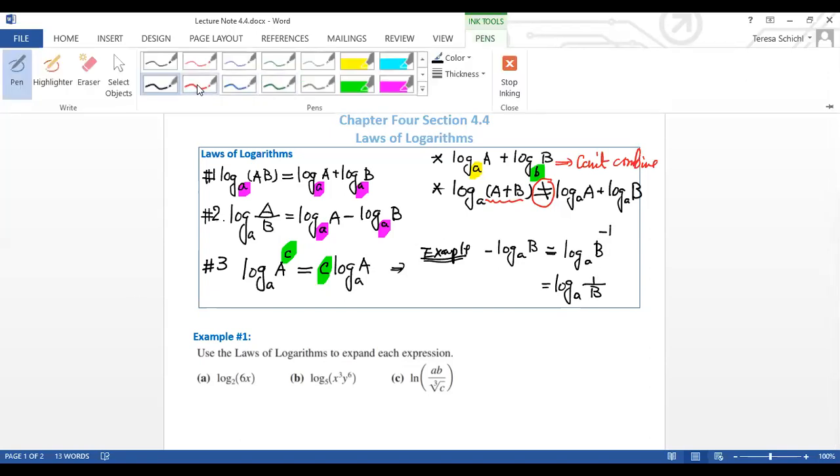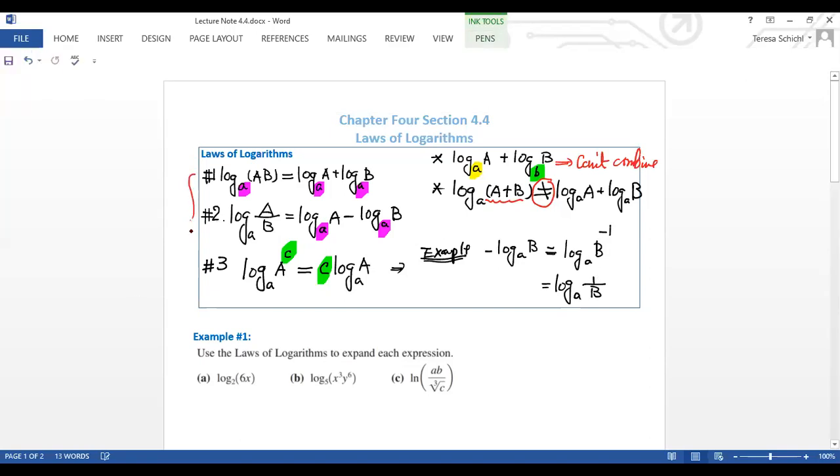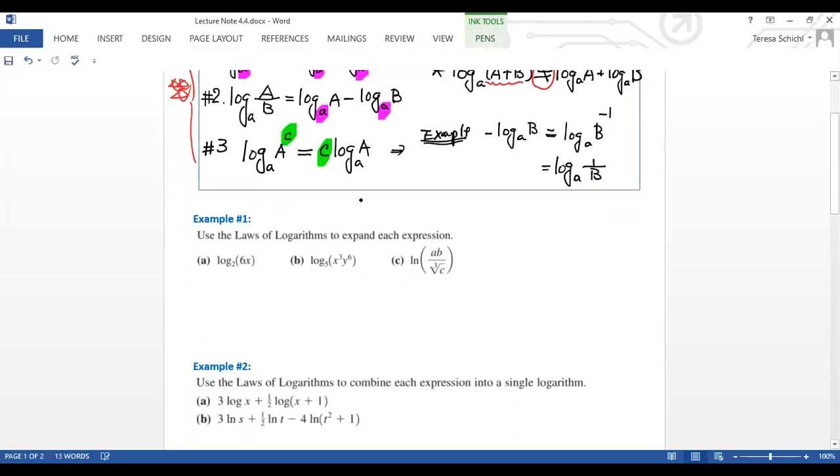I cannot emphasize more how important those three laws are. They are very, very important when you try to do logs. It will help you to combine them.